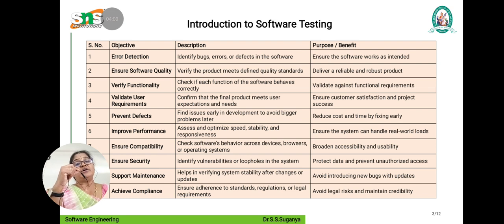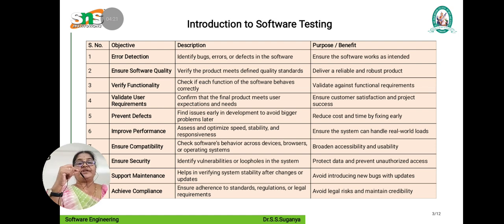So, in order to avoid big problems later in our product life cycle. Next is improving the performance of the software. So how do we improve the performance of the software? And what is the purpose of analyzing the performance of the software? We have to ensure whether the system can handle real-world usage or not.